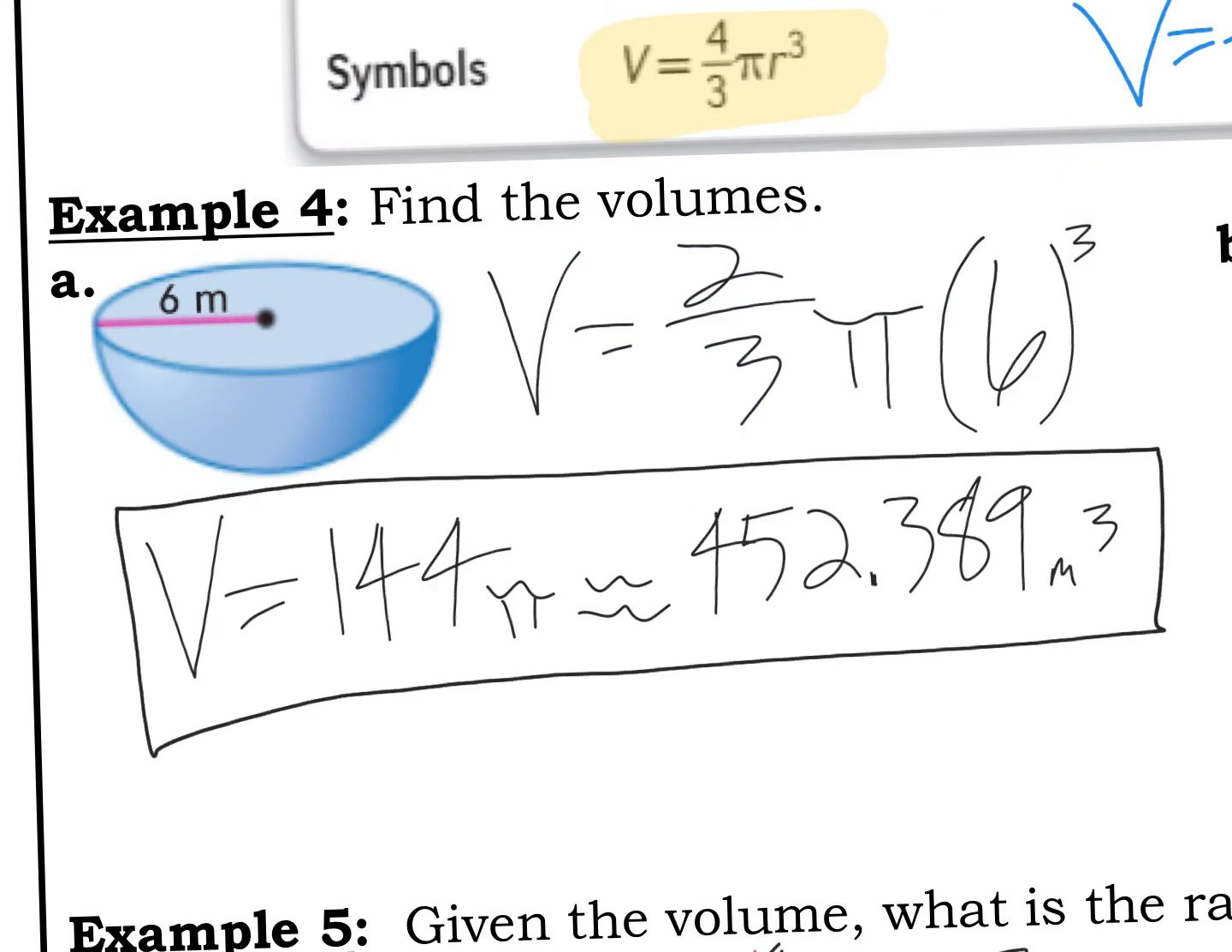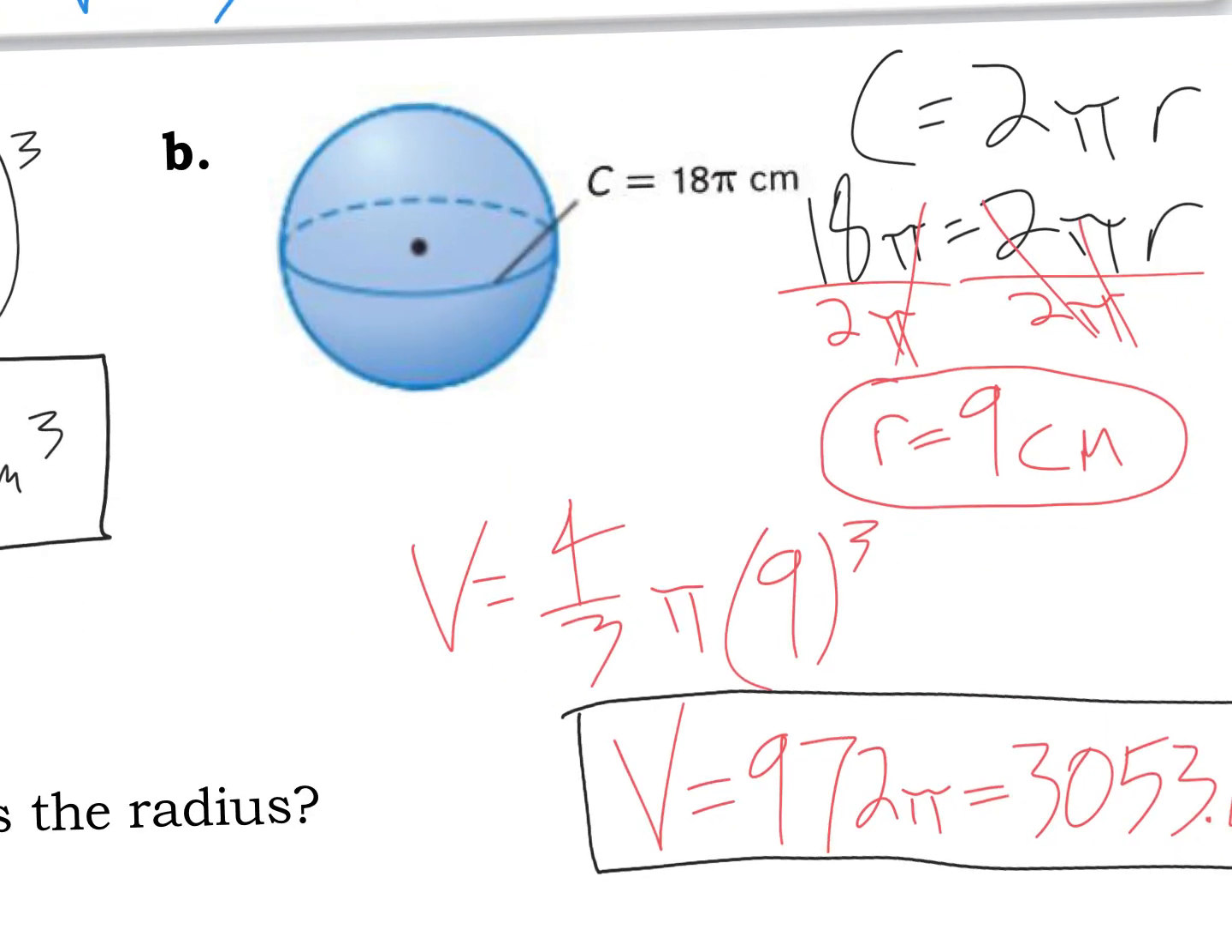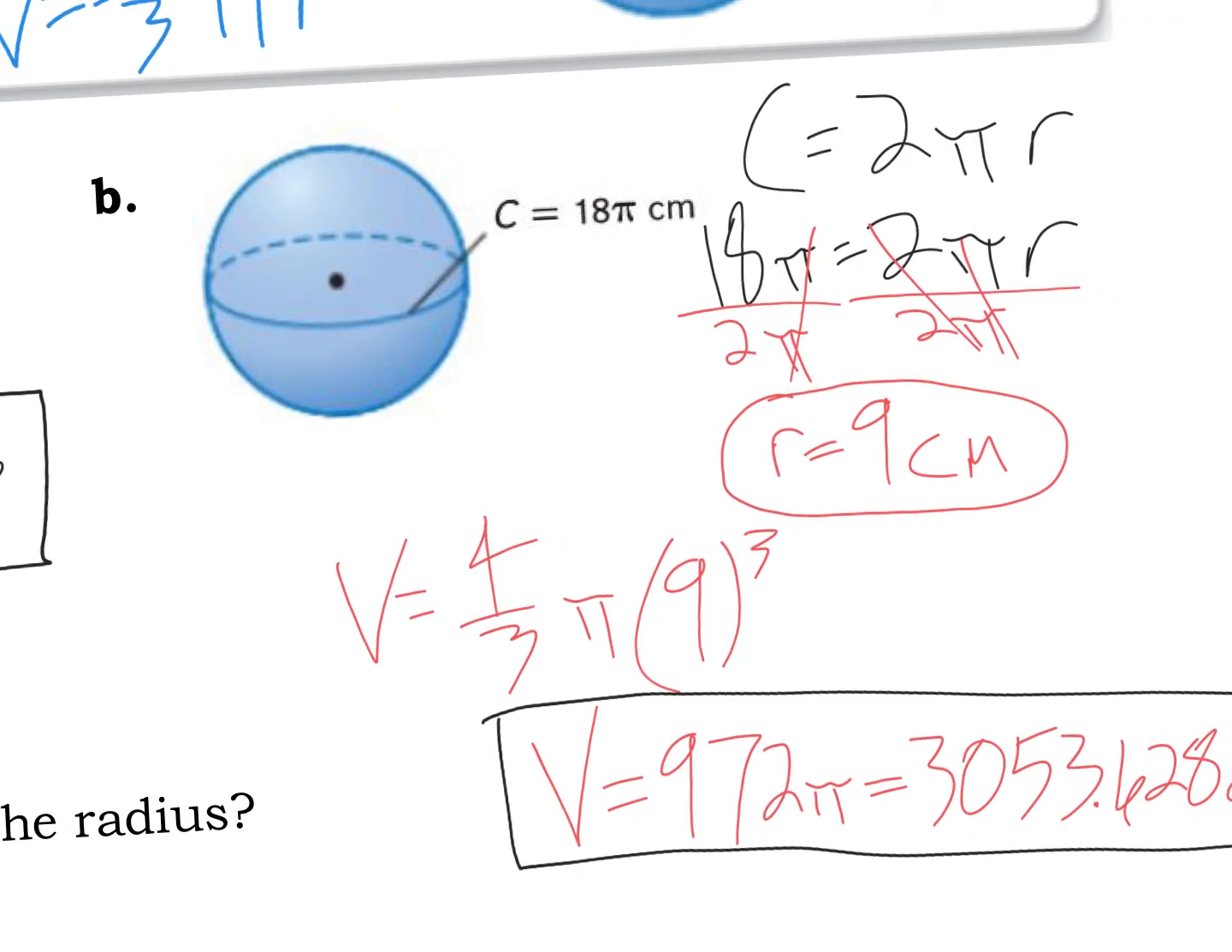So here I have a hemisphere with a radius of 6, so just plug in 6 to 2/3 pi r cubed, and 2/3 times 6 cubed would make 144. Times it by pi, you'll get approximately 452.389 cubic meters. The next example, I have a circumference of the great circle as 18 pi.